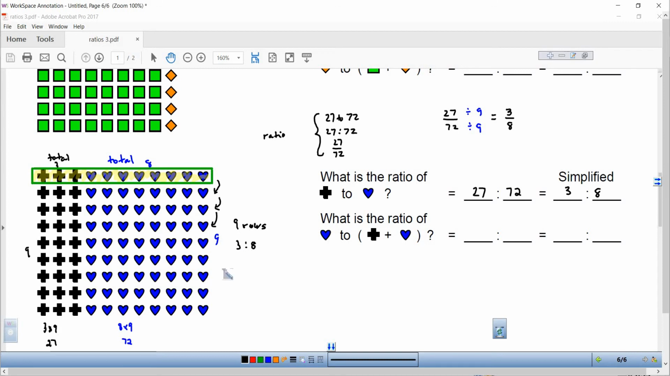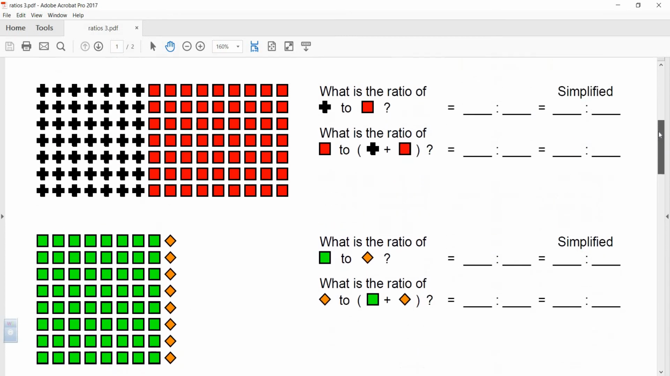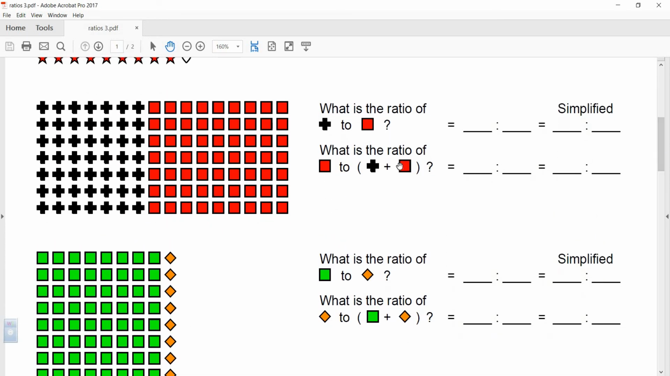Well, 9 times 3 is 27, and 9 times 8 is 72. Okay, so there's my unsimplified ratio, and there is my simplified ratio. Okay, so that's how you do that one there. All right, so before I do this second problem here, I'm going to go ahead and come up here and do another one here. All right, so what about this one?